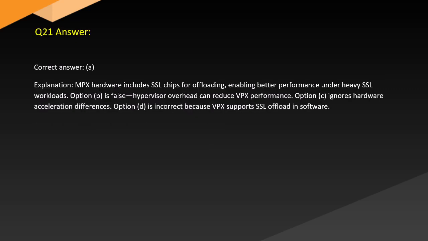Answer. Correct answer: A. Explanation: MPX hardware includes SSL chips for offloading, enabling better performance under heavy SSL workloads. Option B is false. Hypervisor overhead can reduce VPX performance. Option C ignores hardware acceleration differences. Option D is incorrect because VPX supports SSL offload in software.